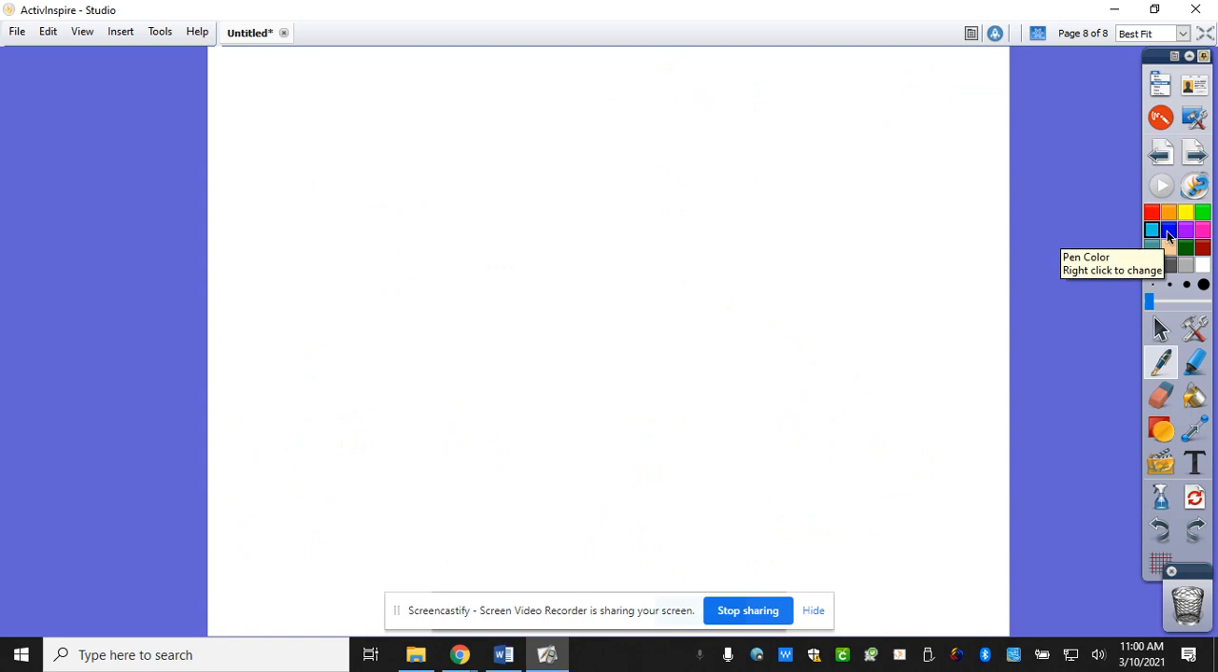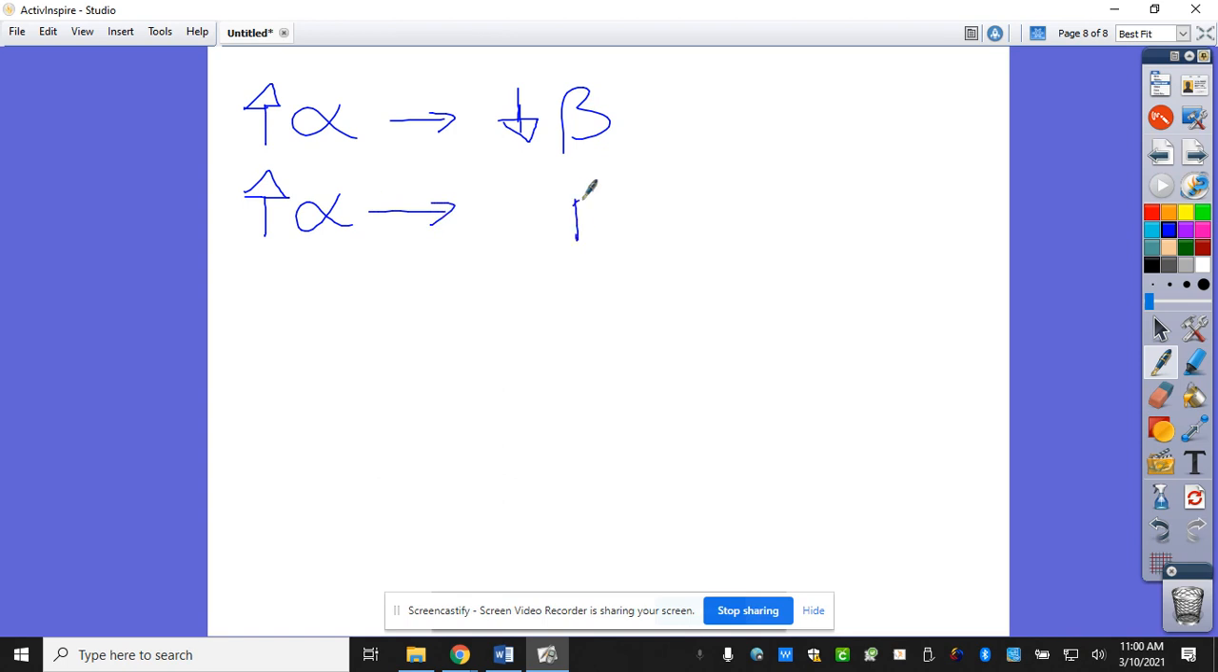So let's write: increase alpha means you decrease beta. It works the same other way. And if I increase alpha, I do what to power? And so just those two things right there basically say all the different possible options. So alpha and beta work inversely.